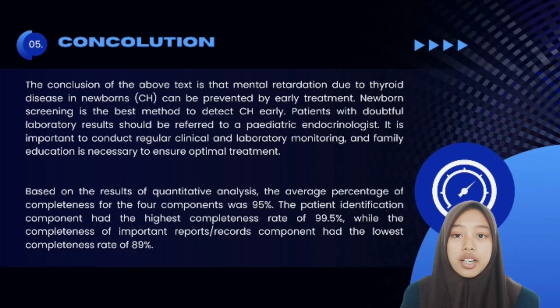Patients with doubtful laboratory results should be referred to a pediatric endocrinologist. It is important to conduct regular clinical and laboratory monitoring. Based on the result of quantitative analysis, the average percent of completeness for the 4 components was 95%. The patient identification component had the highest completeness rate of 99.5%, while the completeness of important reports and records component had the lowest completeness rate.